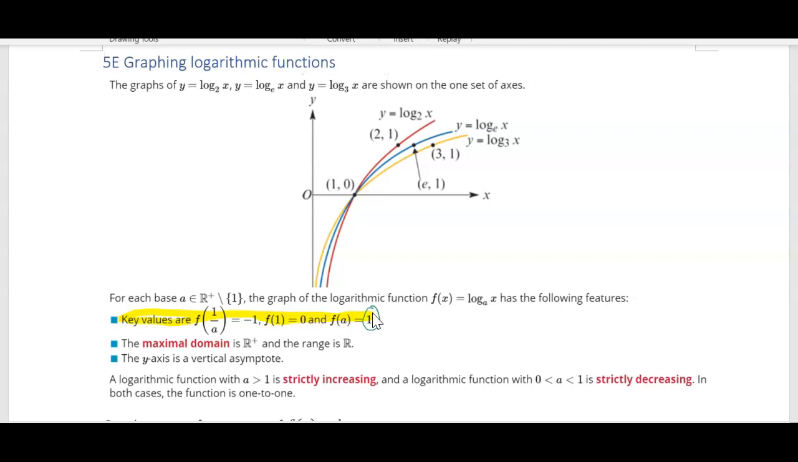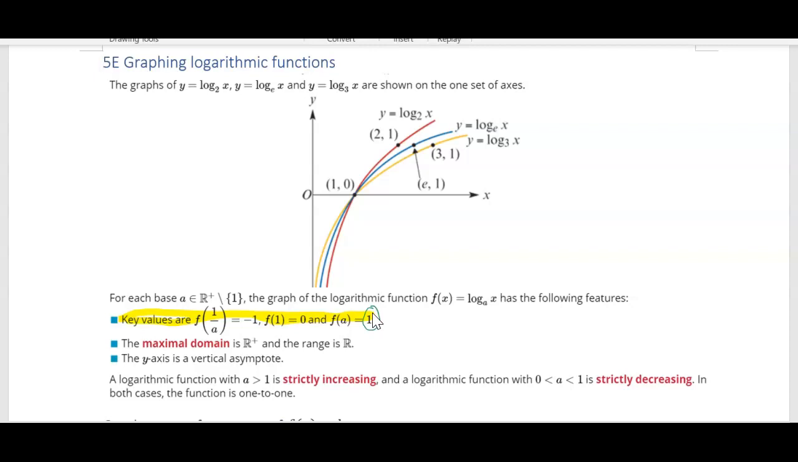On this graph we don't have x equals 1 over a, but that is another key feature, or key value, of the graph. And then we've got (1, 0) for all of them, so their x-intercept is 1.